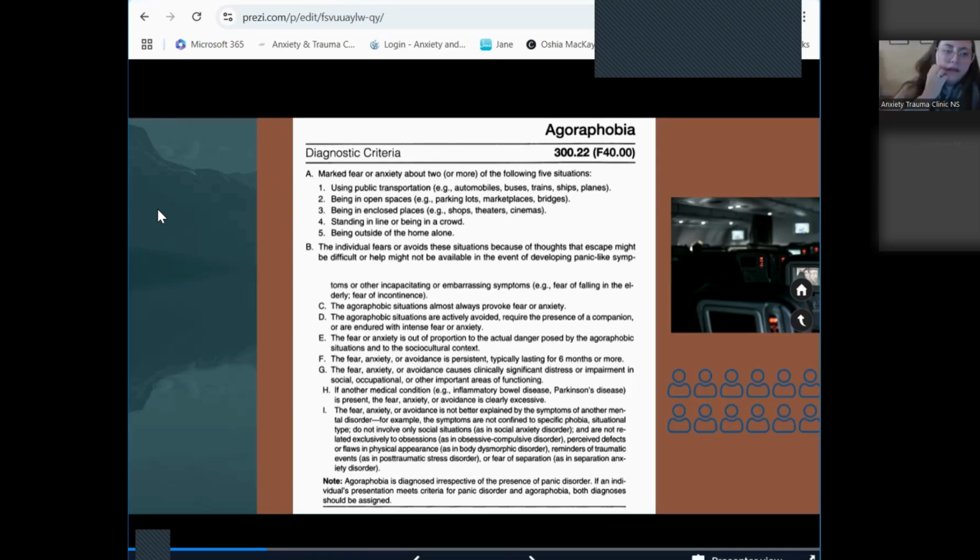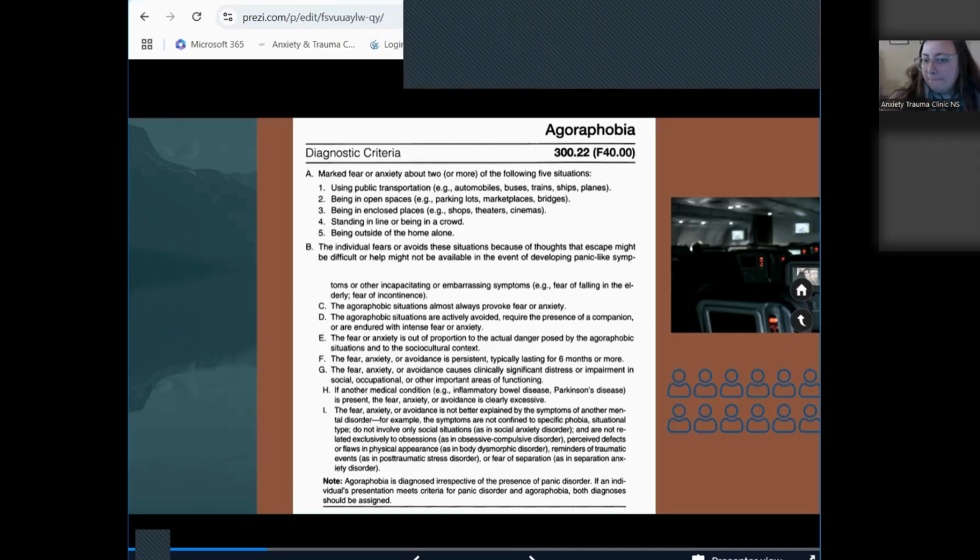We will note at the bottom here, and I know I keep saying it, but it's kind of an important note to make. Agoraphobia is diagnosed irrespective of the presence of panic disorder. If an individual's presentation meets criteria for panic disorder and agoraphobia, both diagnoses should be assigned. So it's not always just one or the other. It can be, but not always.